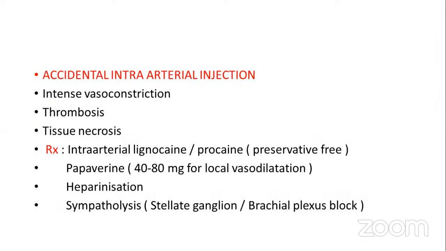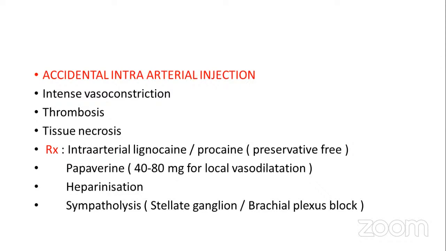If you give accidental intraarterial injection of thiopentone, we see intense vasoconstriction, tissue necrosis, and thrombosis. What we should do here is keep the cannula there itself, and flush it with saline. We should give intraarterial lignocaine or procaine, which is preservative free, and papaverine for local vasodilatation. Dose is 40 to 80 mg, and heparinization, if it is still not resolved.